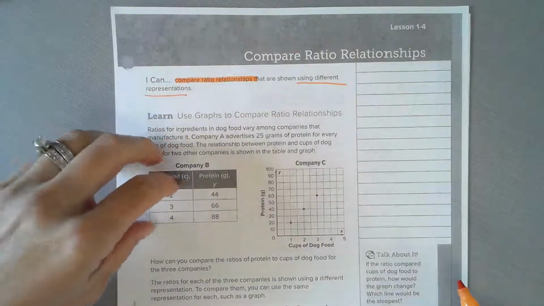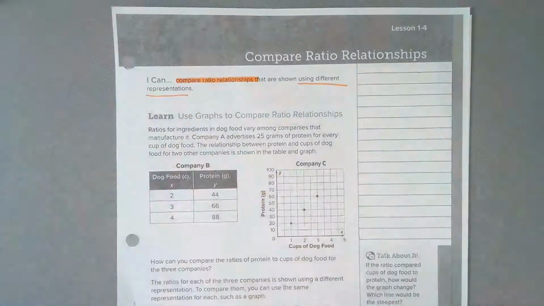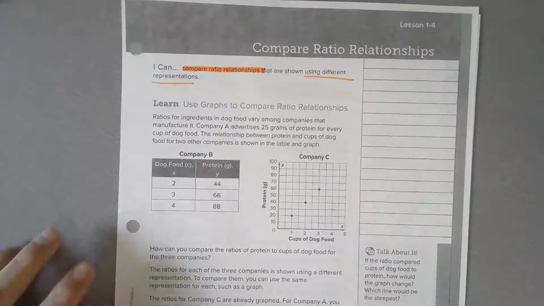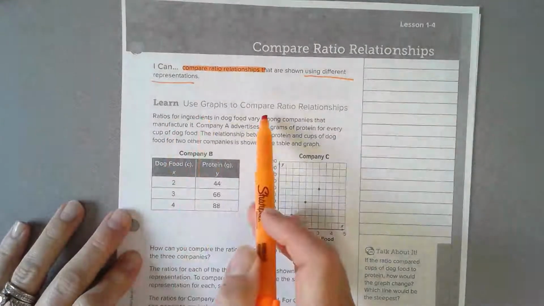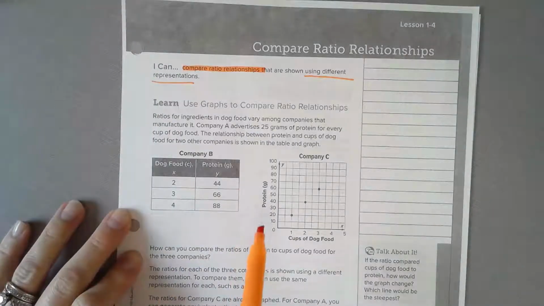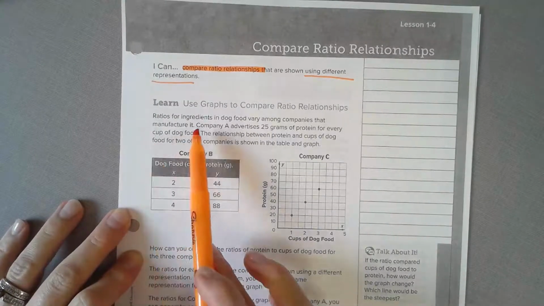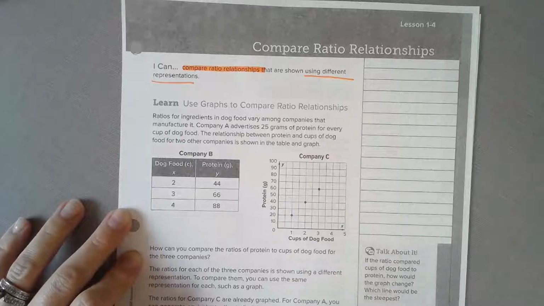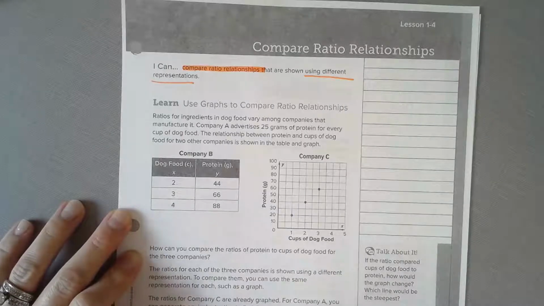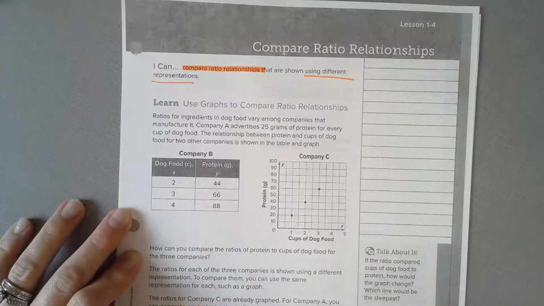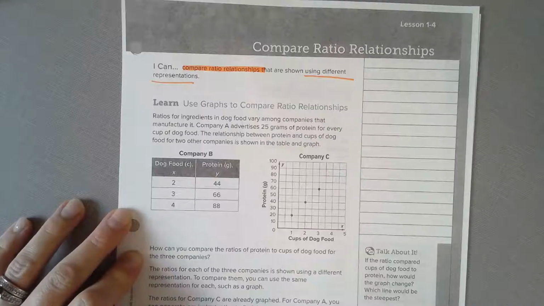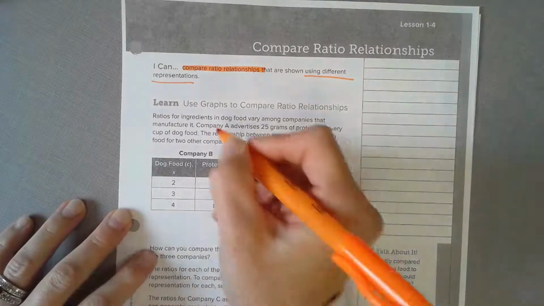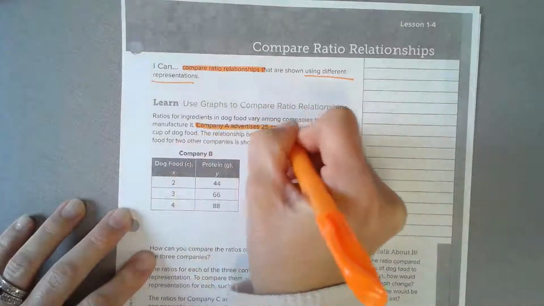We're going to highlight a few things from this first one and talk about it, and then we may skip through the workbook problems. Learn. Use the graphs to compare the ratio relationships. Ratios for ingredients in dog food vary among companies that manufacture it. Company A advertises 25 grams of protein for every cup of dog food. I'm going to highlight that. That's important information.